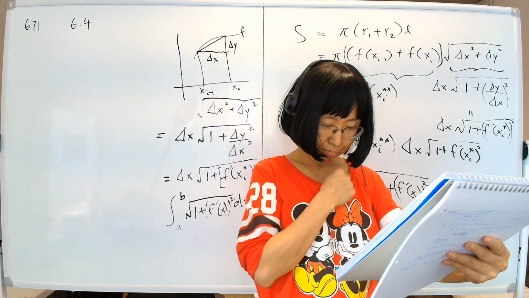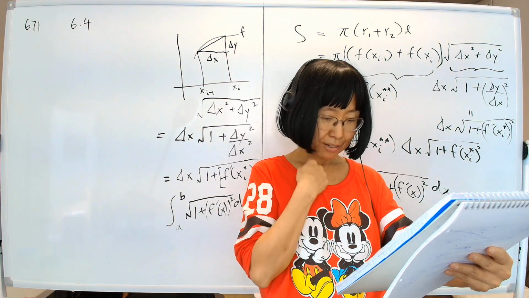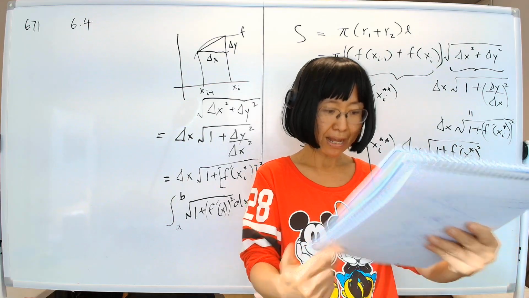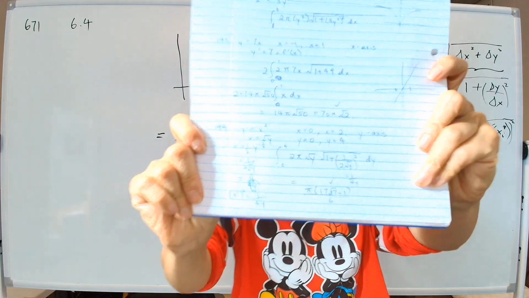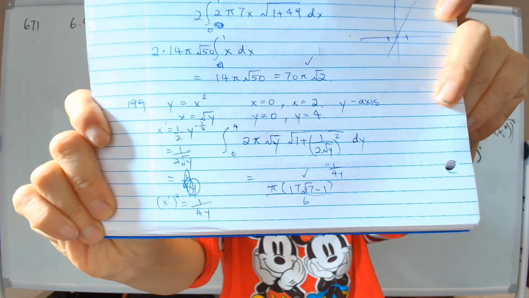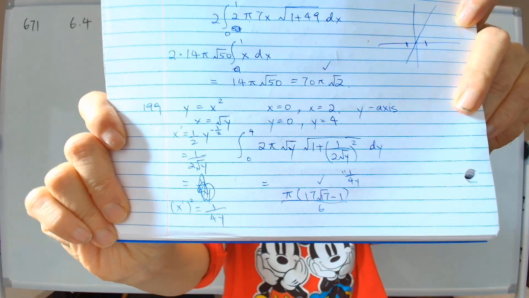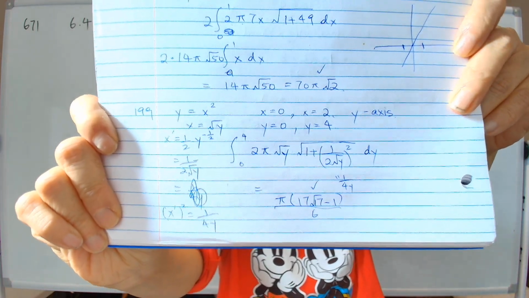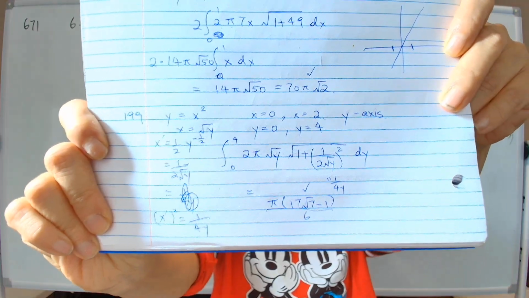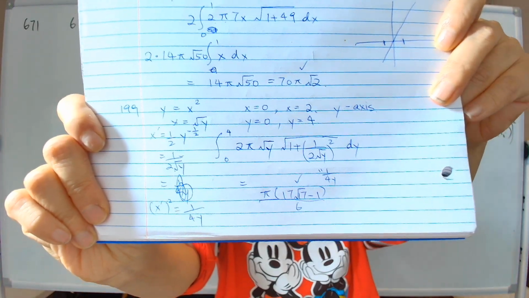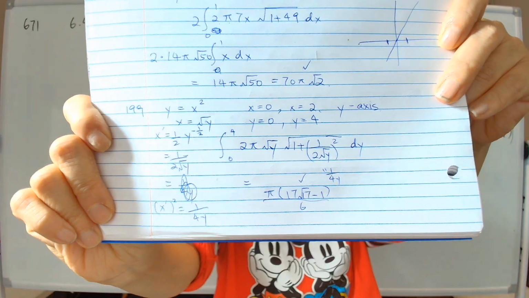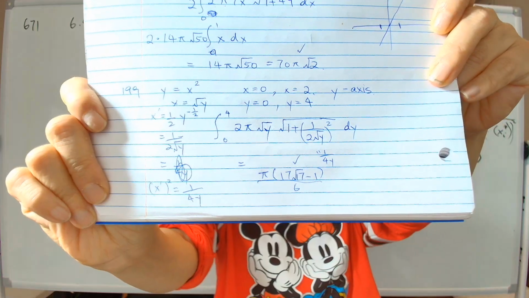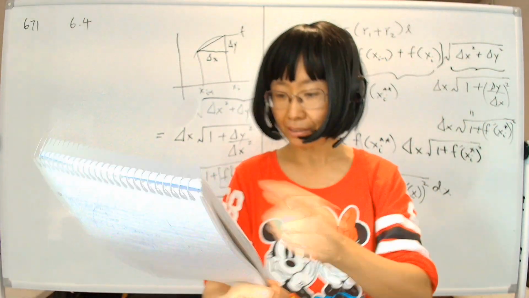And then lastly, 199. This one you have to spin around the y-axis, so you have to remember that. The only difference in 199 is that you're spinning around the y-axis, so everything has to be in terms of y. You're given y equal to x squared, so x equals the square root of y. Then you integrate for the surface area, and everything popped out once you plug it into the calculator. And that's about it.